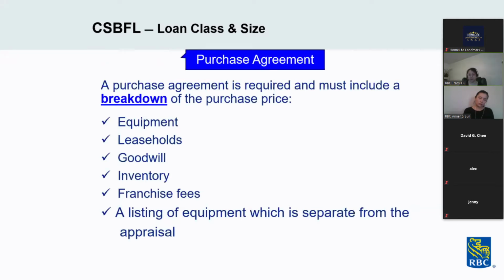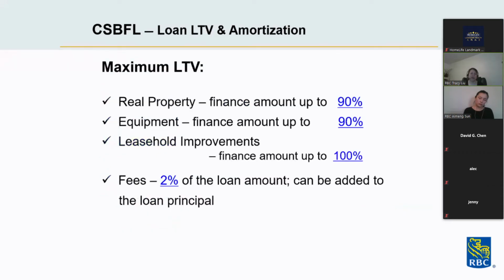Now, for the loan to value, for real estate we can finance up to 90%, equipment 90%, and leasehold up to 100%. Now, here's the maximum amount. In the majority of cases, it depends on the situation. Last year, during COVID-19, we may have financed a little lower than that amount. It also depends on the application itself. But the maximum amount is this.